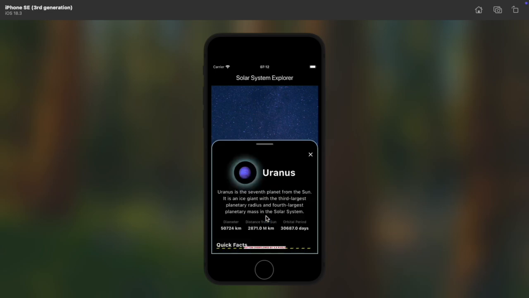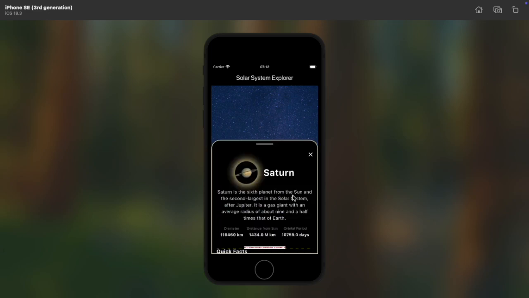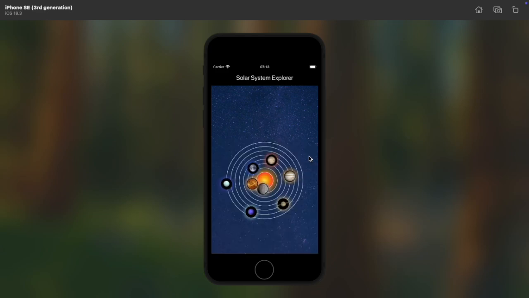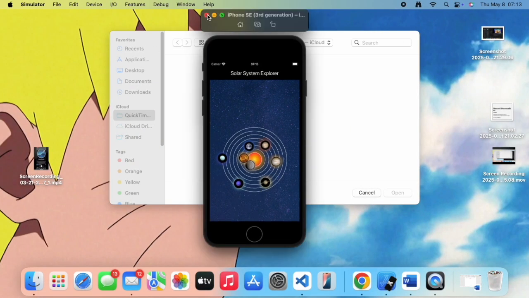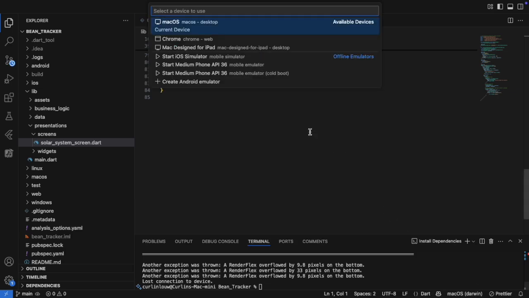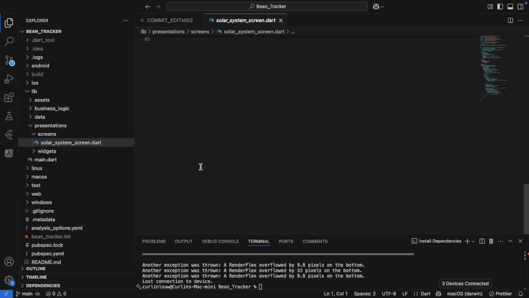Critical thinking is one of the most important 21st century skills, and this app encourages it naturally. Here's how. It presents real-time data such as planet size, distance from the sun, and more. Students are invited to compare and contrast planets and make hypotheses. For example, if Neptune is further from the sun than Earth, what can we infer about its temperature? Why do inner planets have fewer moons than outer ones?